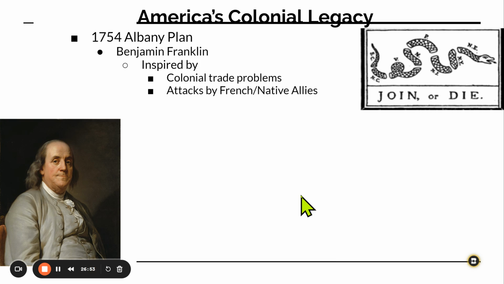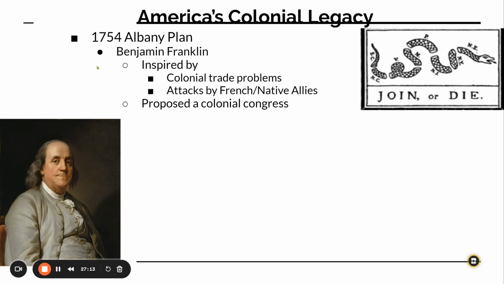He was inspired by things that were not new: colonial trade problems and attacks, although we now are concerned about attacks by the French. This is on the eve of the French and Indian War that we will not talk about today, but attacks by the French were a concern.